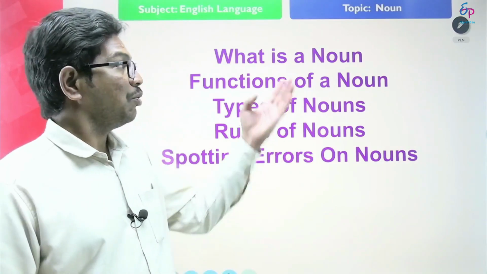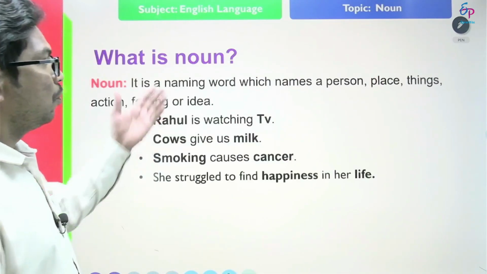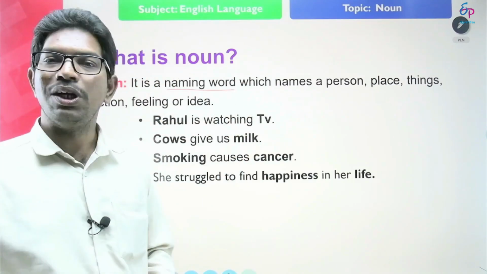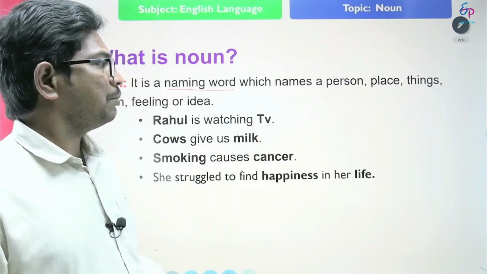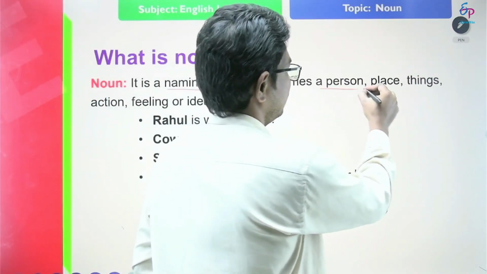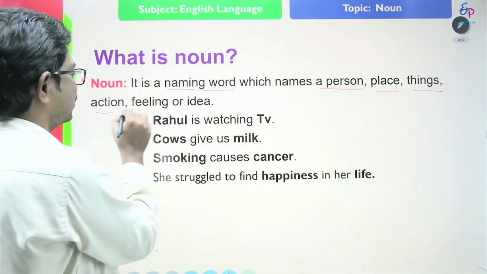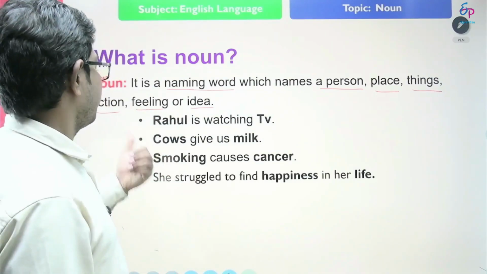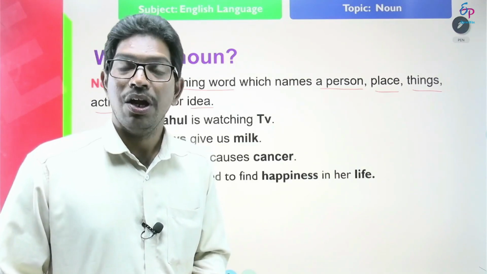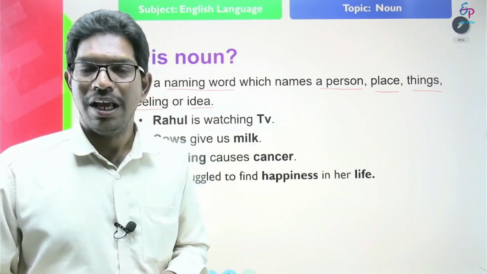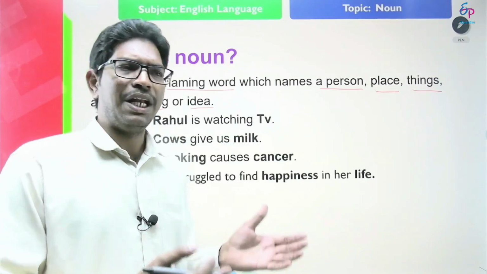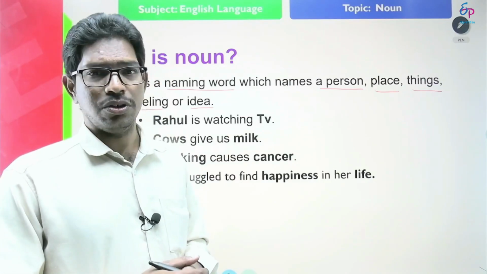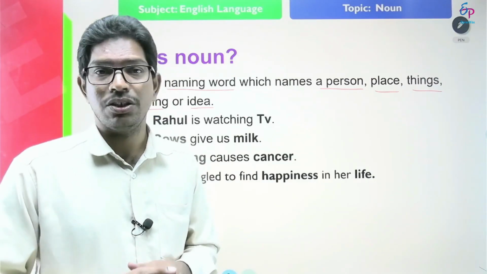First, let us discuss what is a noun. Noun is a naming word which names a person, place, things, action, feeling or idea. So noun always names. Any name is called a noun. Pen, car, chair, bus, girl, sister, lawyer. All names are called nouns. Without a noun, there is no sentence at all.